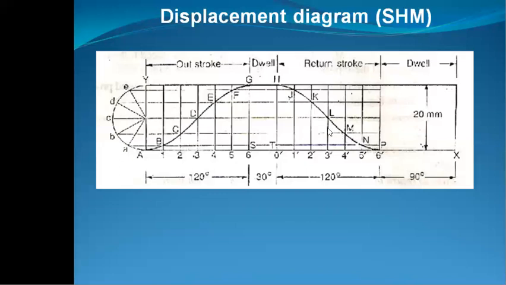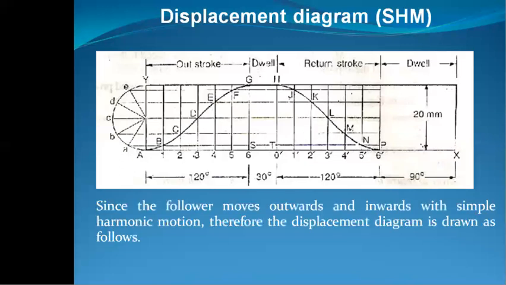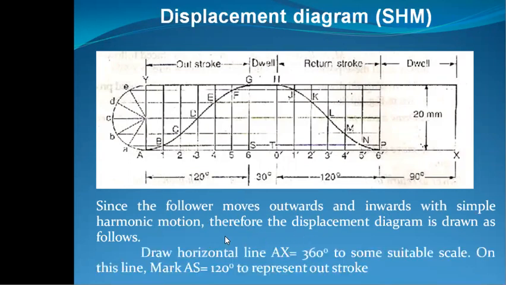wherever they are intersecting, and join A, B, C, D, and so on, G, H, J, K, L, M, N, O, P, and up to X, which will give you the displacement diagram when the follower moves with simple harmonic motion. So this is a simple procedure. Let us see once again. Since the follower moves outwards and inwards with simple harmonic motion, therefore the displacement diagram is as follows.